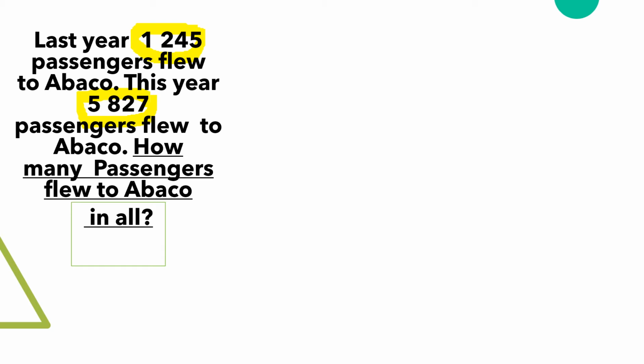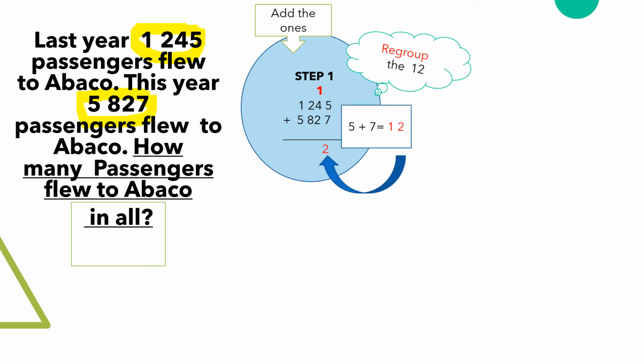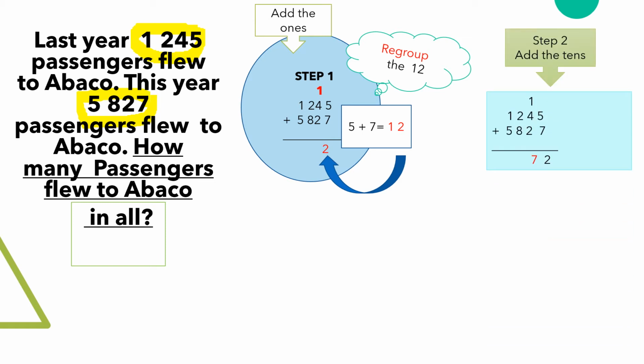Step 1. We are to add the ones. 5 plus 7 gives me 12. I now have to take my 12 and regroup it. I place the 2 underneath the ones column and take the 1 over to the tens. Now I go ahead and add my tens. The digits in the tens place are 4, 2, and 1. I go ahead now and add them. 4 plus 2 plus 1 gives me 7.